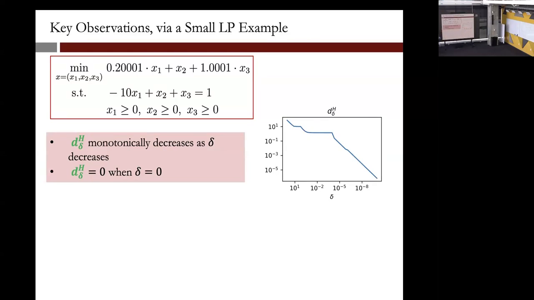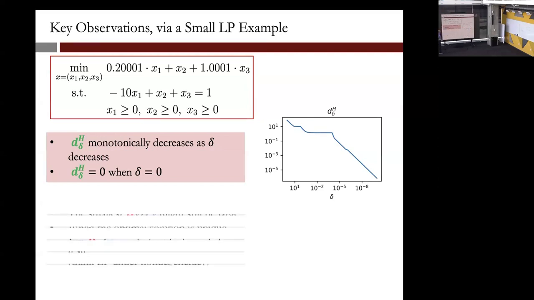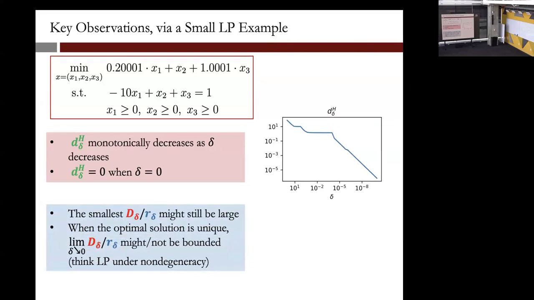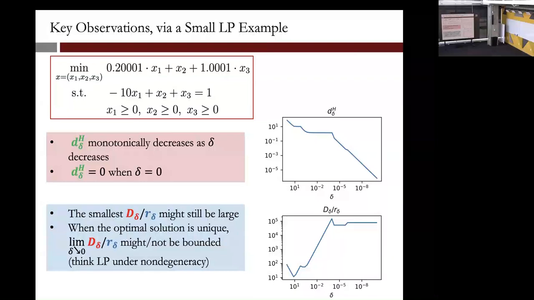And so, other things being equal, when delta is really small, this is great because my sublinear piece is going to be small. But it could be the case that my ratio of d delta over all delta might still be large. And here is that plot for this example. In fact, it settles down, even as delta goes to 0, to be roughly 10 to the 5th.